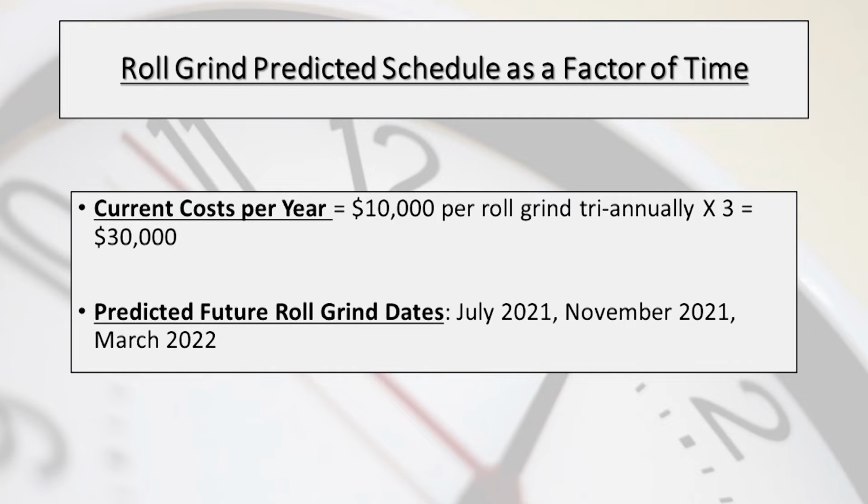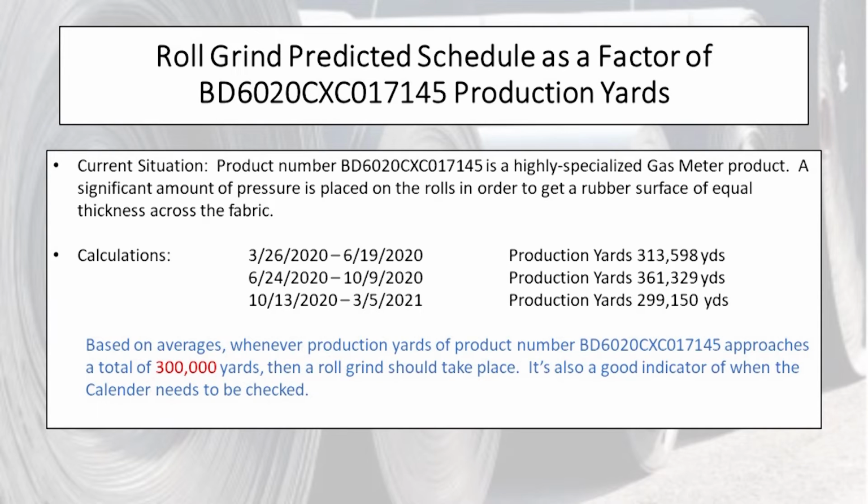So currently, because of how predictable it is, we are able to predict that it will cost about $30,000 a year on roll grinds because we grind triannually, and we also know what dates will be most likely to be ground on, such as July 2021, November 2021, and March 2022.